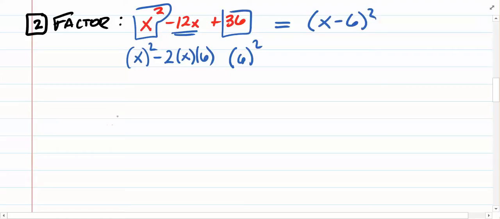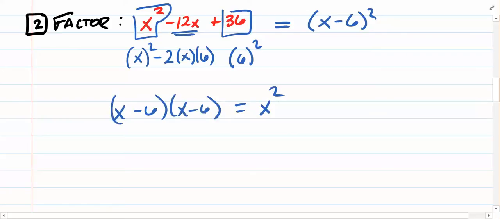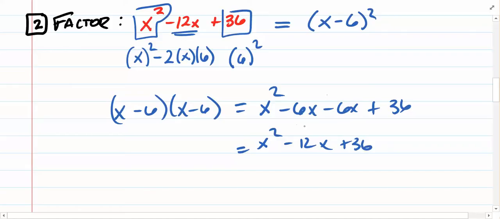And if you don't believe me, or if you don't see it, if I took x minus 6 and multiplied it by x minus 6, I would get this. I get x squared minus 6x minus 6x plus 36. And there you have it: x squared minus 12x plus 36. So yes, it definitely does. It is indeed a perfect square trinomial.